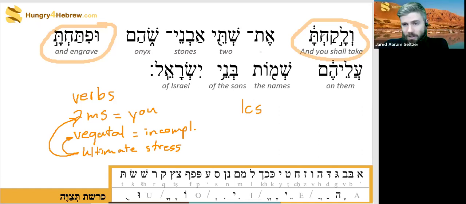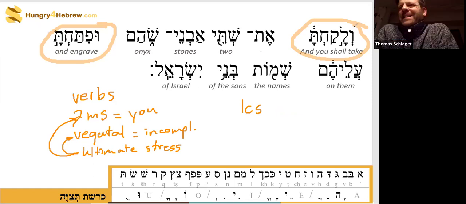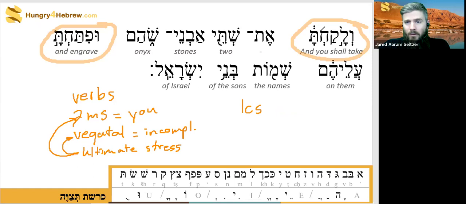Velakachta, you shall take. How do you say, and I shall take? Velakachti. Without the vav on there, it should be lakachti or lakachta. That's usually where the stress goes. But because it's a vegetal in one of those two conjugations, the stress moves to the end.